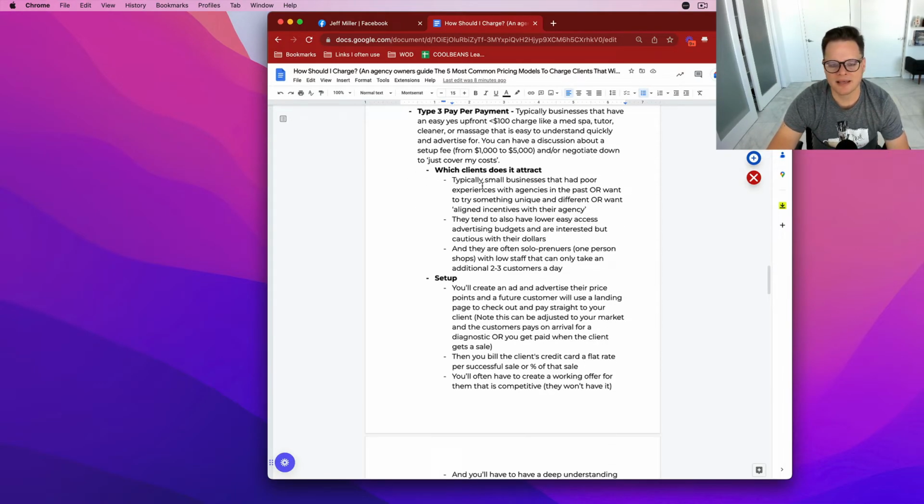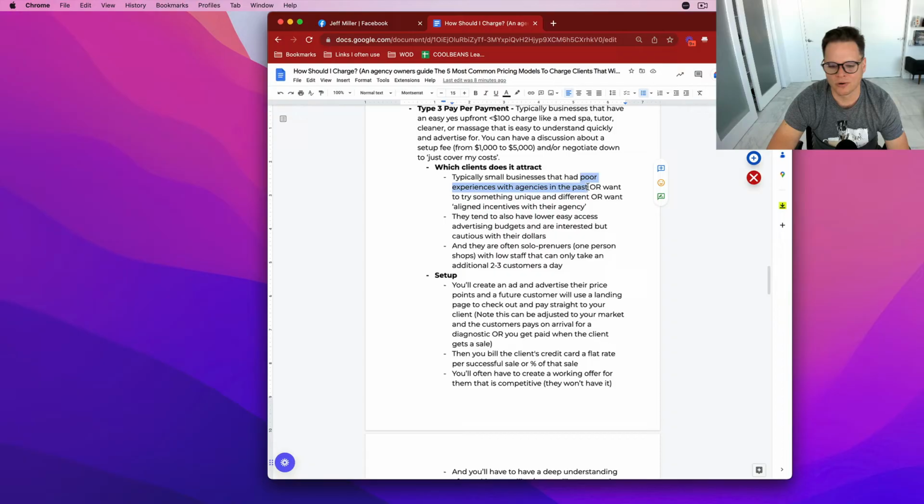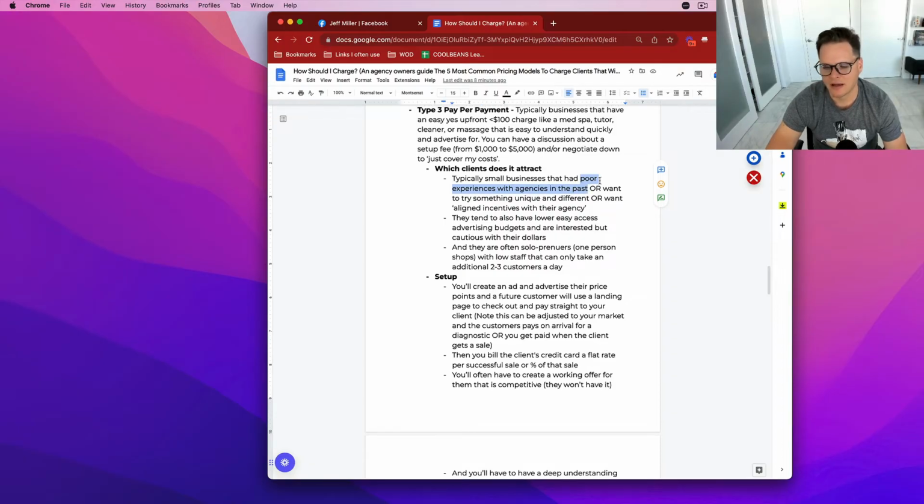The clients that a pay per payment model attracts are typically small businesses that have a narrative of, I've had poor experience with agencies in the past. There's reasons for that we're not going to get into. Or they want to try something unique and different, or they want aligned incentives with their agency. If you ever talk to a client that's like, I only make money when you make money, if you're like that type of person or that type of narrative, this is what they mean.